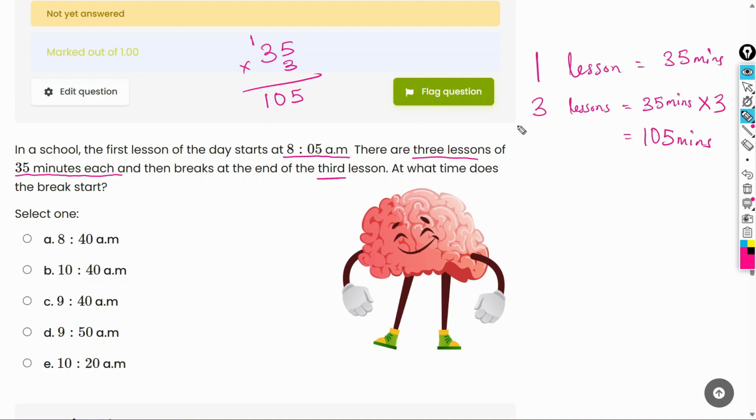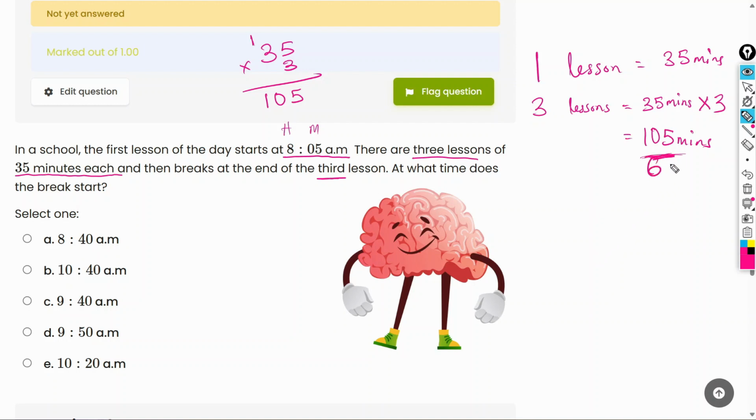Now I want to add 105 minutes to 8:05 a.m. It's better to change this to hours and minutes so that we can easily add them to this, since this is in hours and minutes also. So we know that 60 minutes will make 1 hour. So 2 hours will be 60 times 2, which is 120, but this is not up to that.